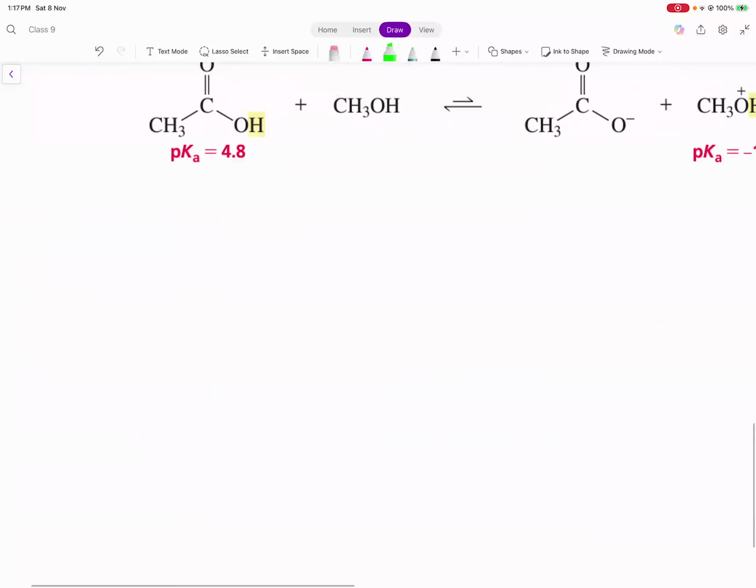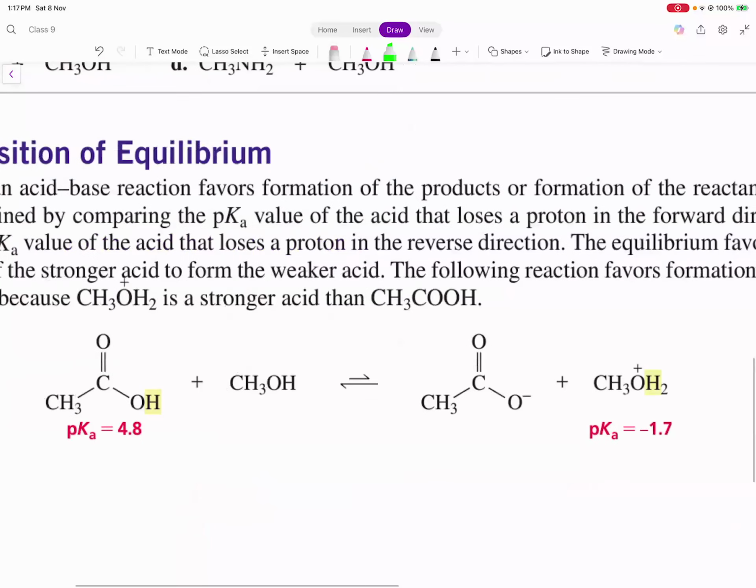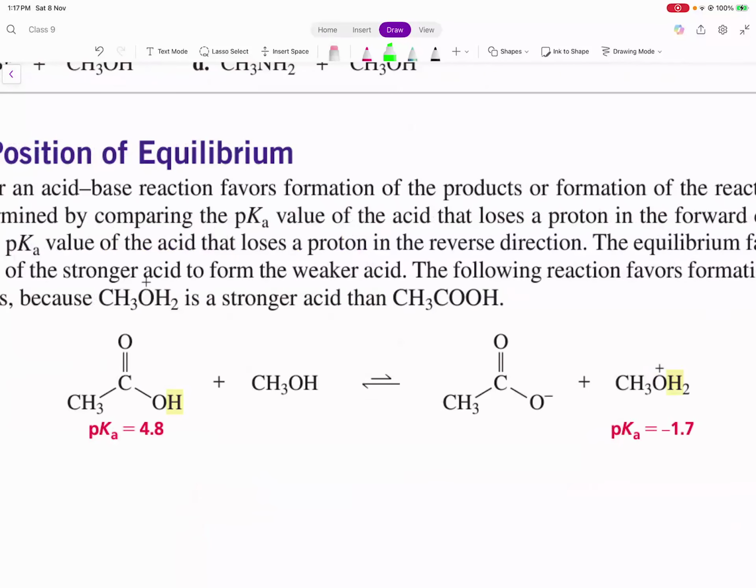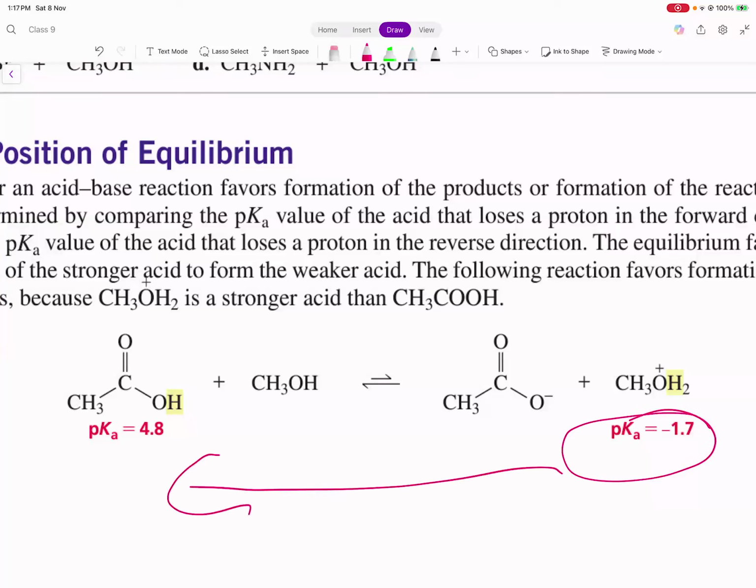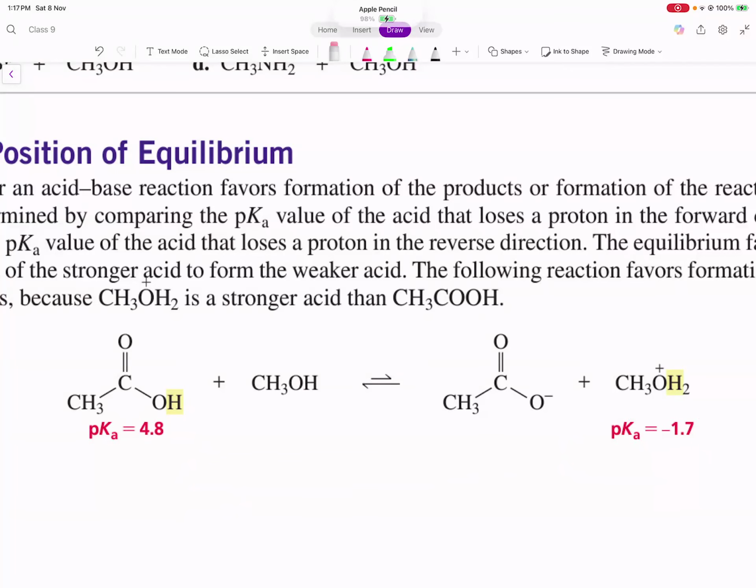Very good. Now next is position of equilibrium. We know which side, strong to weak. For example, in this example, this is the stronger acid, so it will go like this, strong to weak, right? So that is why on the left it will lie, right? Okay, let's do.